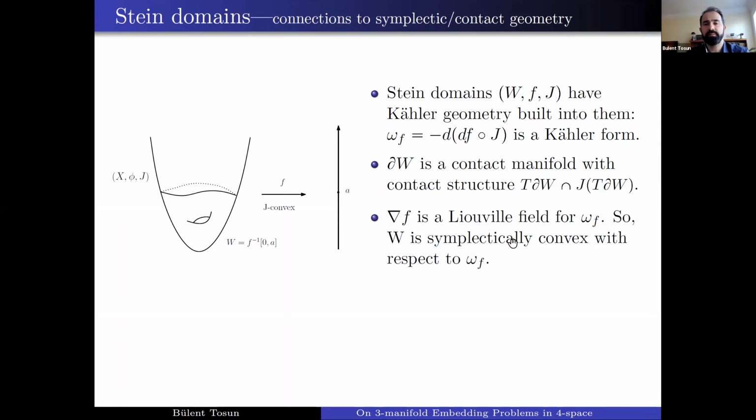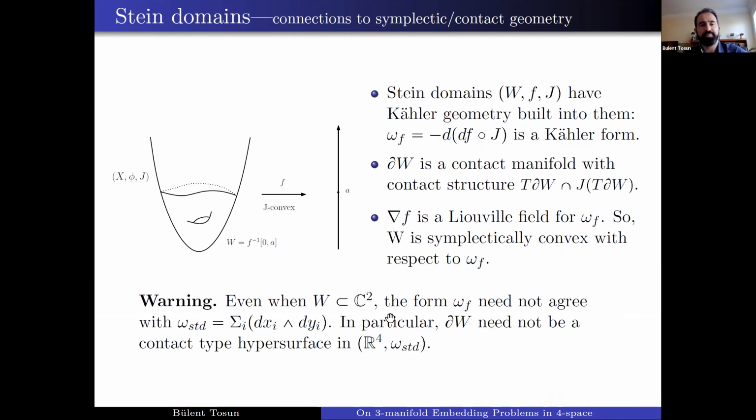And moreover, you can use this symplectic form to define a metric on such domains, and if you take the gradient with respect to that metric of the J convex function, you get a Liouville vector field. So in other words, W is indeed symplectically convex with respect to this Kähler form, omega F.